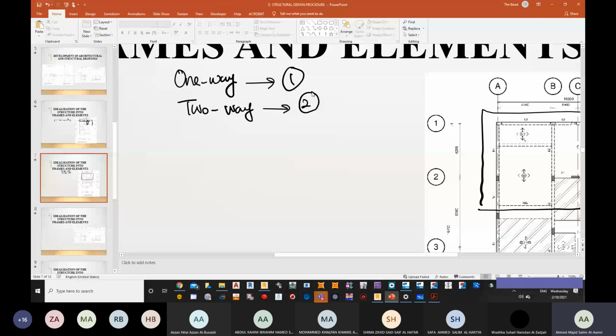Okay. Now, if you are saying one-way has only one reinforcement and two-way has two reinforcements, in one-way, how many directions of reinforcement do we have? One or two? Do you agree that this is how the reinforcement will look in the slab? Do you agree that this is how the reinforcement will look? It looks like a mesh.